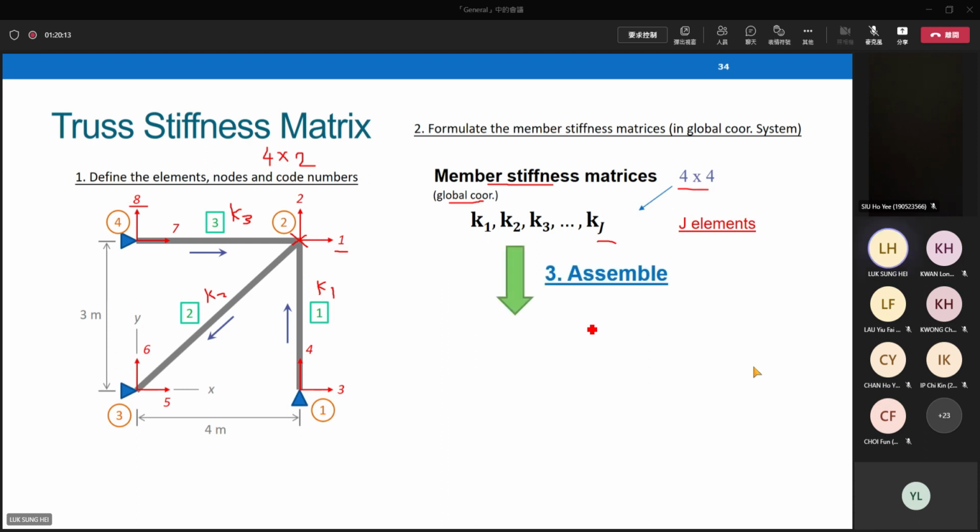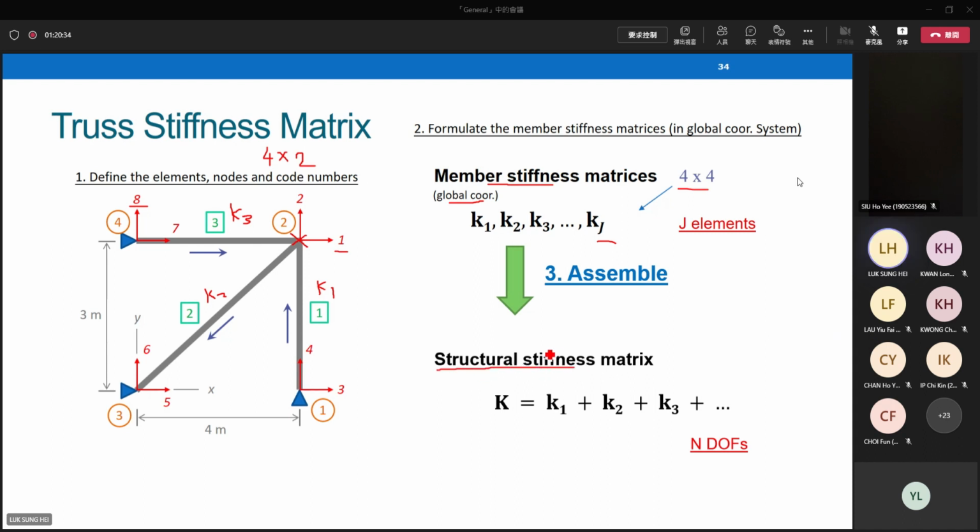Different elements may have different orientations. And then we go to assemble. Assemble means add up, grouping, combine. Assemble all the things together. Group all the matrices together. Then we call that the structure stiffness matrix.